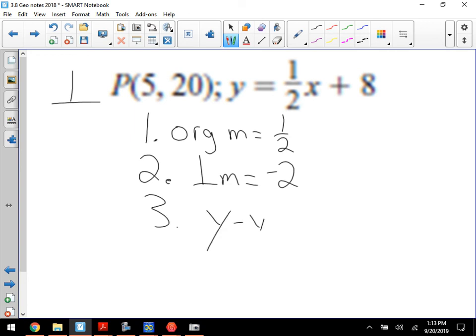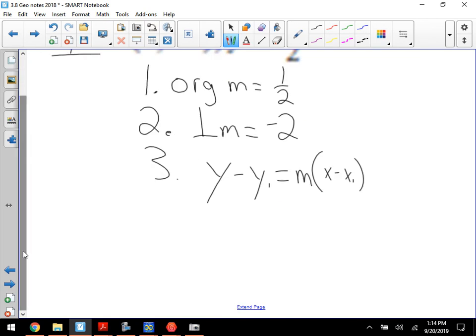Use point slope with your new slope and the given point. So y minus 20 equals... perfect. Everybody hear that? Y minus 20, because your y sub 1 was 20. Your slope was -2, and your x sub 1 is, I'm sorry, not -5, is 5. So you fill in those blanks, and then guess what you got to do now?